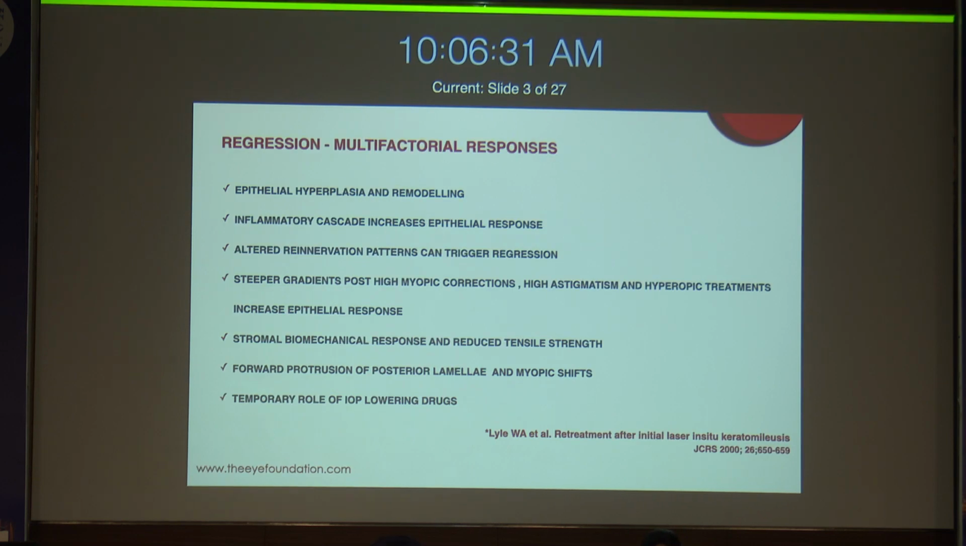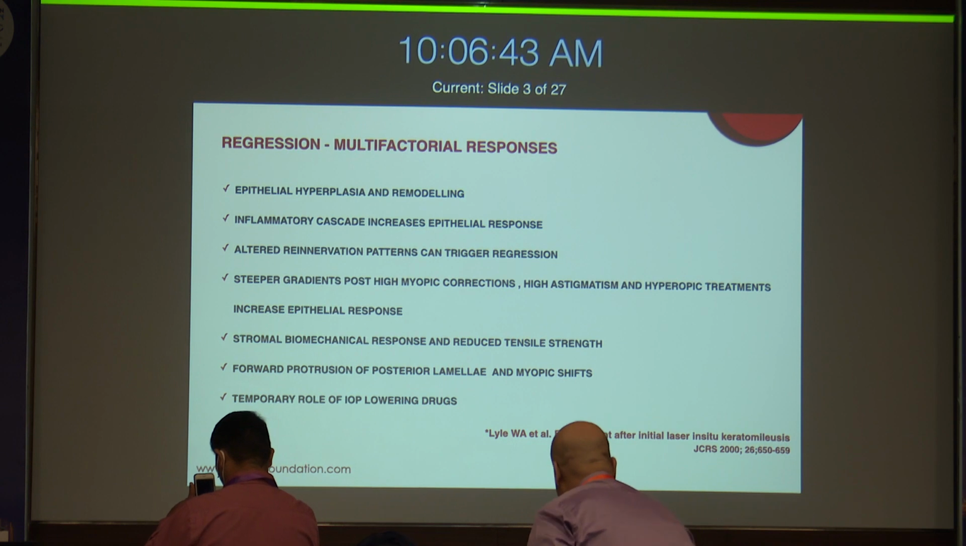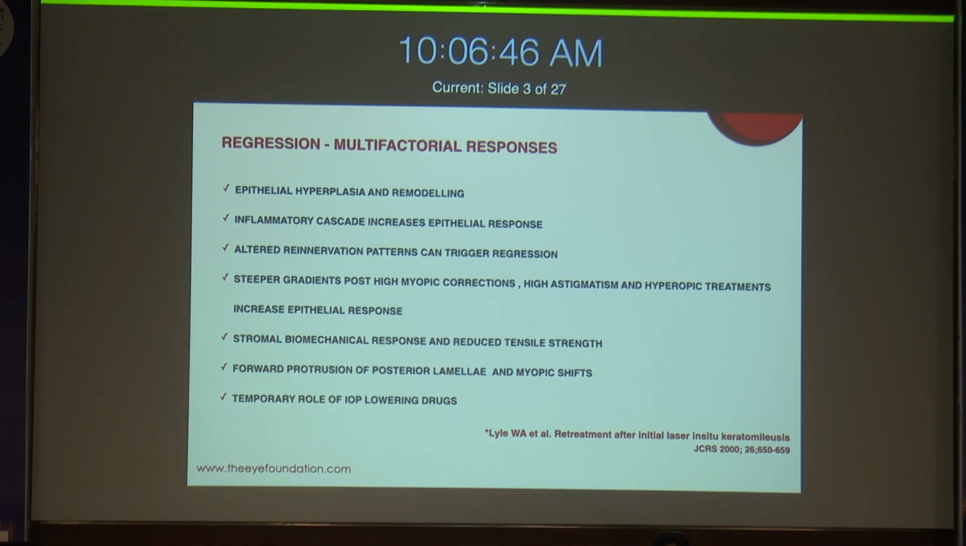And then why is all this happening? Because epithelial hyperplasia and remodeling is occurring. It occurs more if there is an inflammatory cascade, if there is a dry eye status, because there could be also inflammation, there could be altered reinnervation patterns. Steeper gradients which can happen in high myopic and astigmatic correction increase the epithelial response, the stromal biomechanical response, reduced tensile strength because of the thinner stromal bed, and forward protrusion of the posterior lamellae and the myopic shifts which occur.